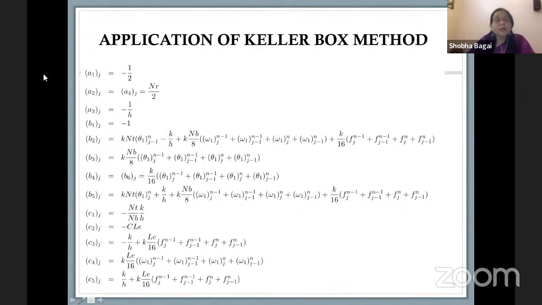So for example, if you look at A1, A2, A3, B1, these are all constants, and because they are constants, they are going to maintain their sign throughout the problem. Now, B2 in fact involves a constant term, which is minus K by H. Then I have theta 1. Theta 1 was the rate of change of temperature, which was theta dash. Omega 1 was the rate of change of mass, which was omega dash. And I have F, which basically represented my streamline flow, right?